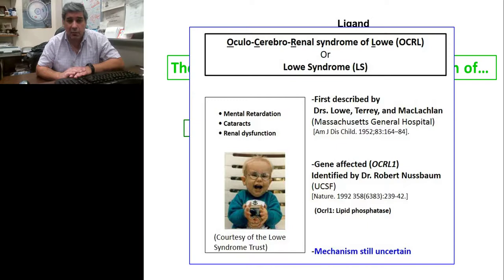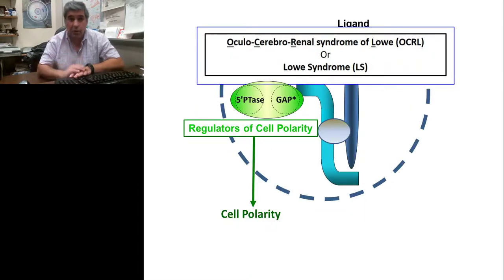The mechanism, although we know the gene and we know what the gene is good for, the mechanism of how to trigger this disease is uncertain. So based on our previous discovery, we postulated that this should be important for cell polarity as well.